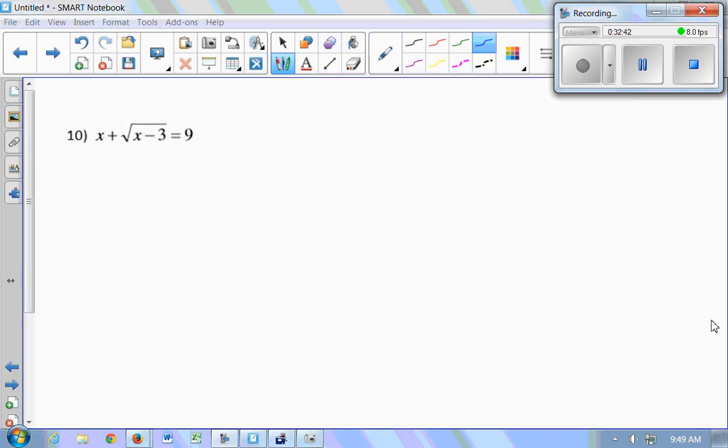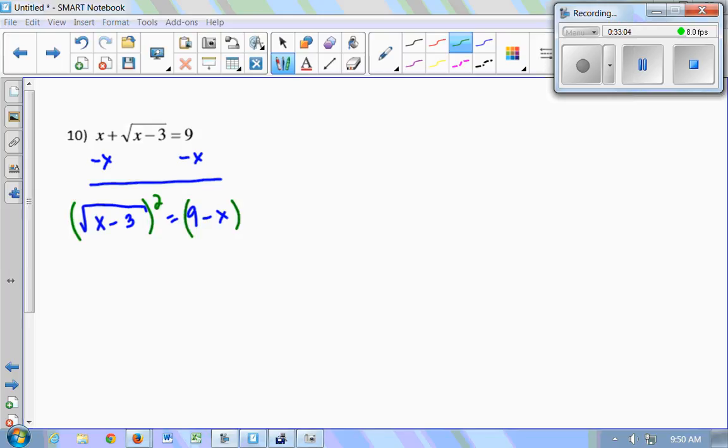But what should I do first? Move the x to the other side, yeah. So I want to isolate the square root before I undo that. So now that the square root is all by itself, I can square it. And I'll square the other side also, because whatever you do to one side, you have to do to the other. So when you square a square root, those two things just cancel, right? They just undo each other. So I'm left with an x minus 3. And then 9 minus x squared.